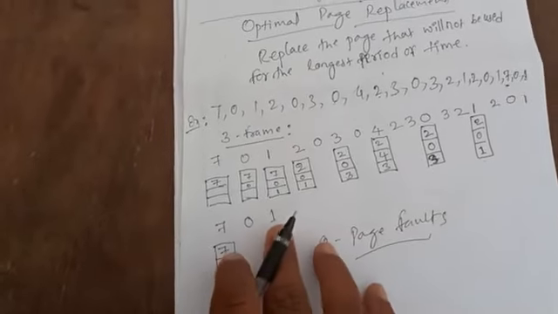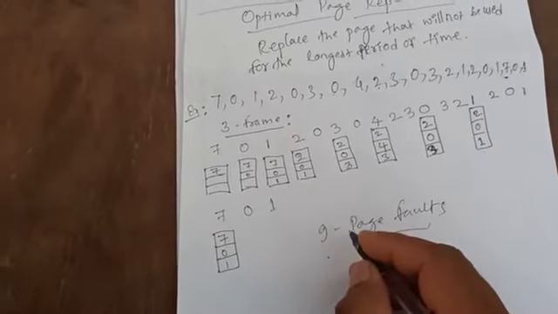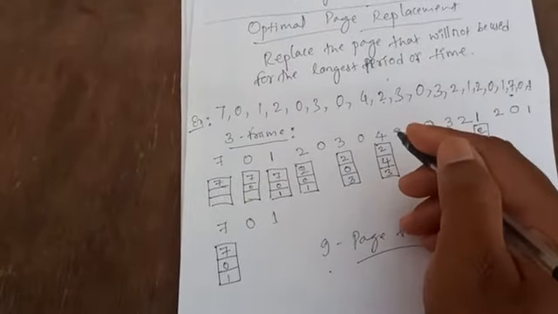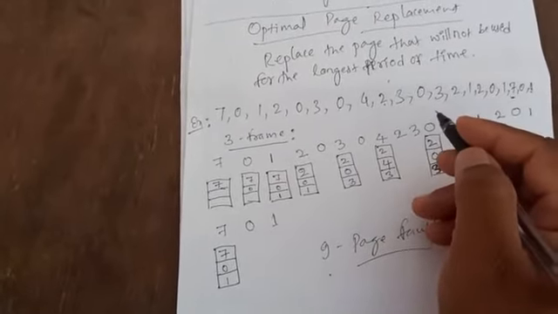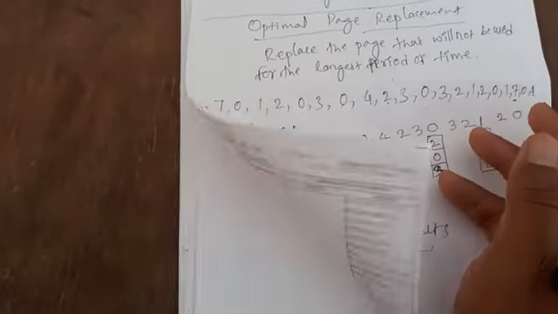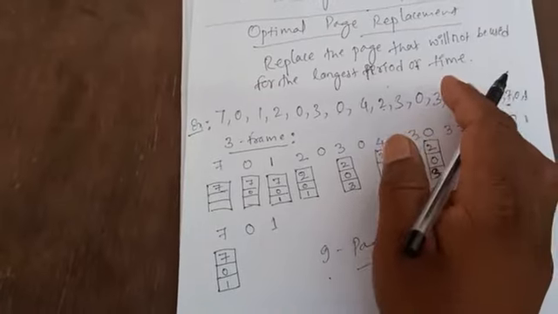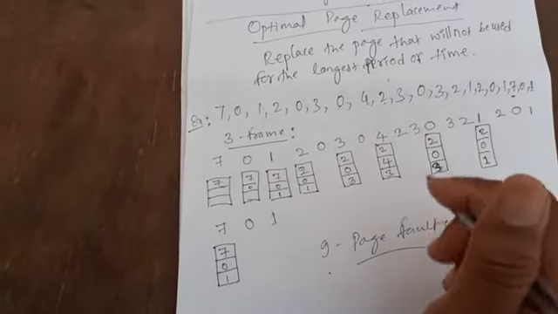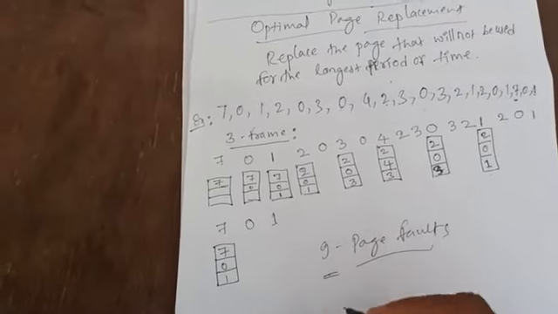But what is the problem here? The prediction of the future. How do we predict or know which page will not be used for a longer time in the future? That becomes complex with the optimal page replacement algorithm, and that is the only problem. The other point is that the number of page faults is less here.